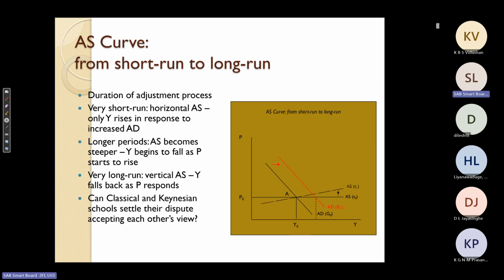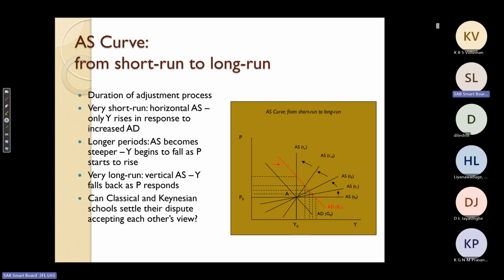But when time takes place, what happened? The aggregate supply curve becomes steeper. Initially it's flatter, then it becomes steeper. So with the increase in demand, price also adjusts. If you look at further time passing, prices adjust accordingly. So with time T0, T1, T2, the curve becomes steeper. Finally, it becomes vertical.